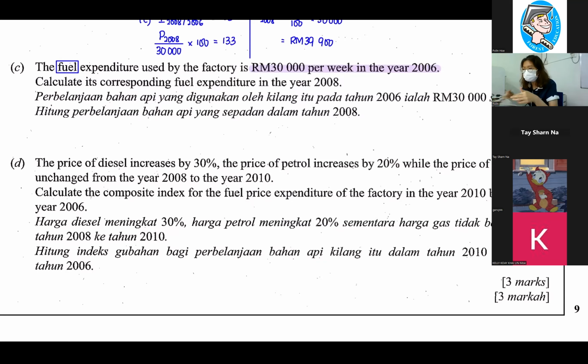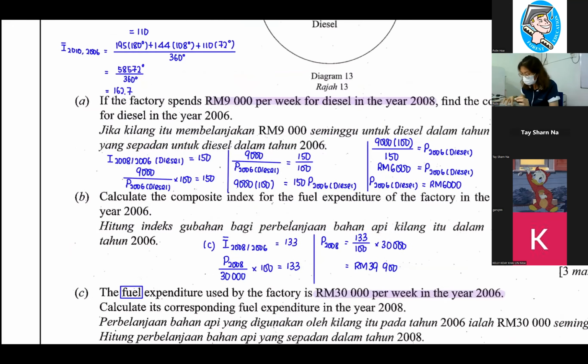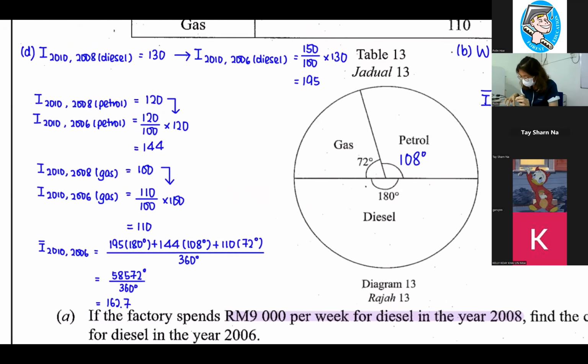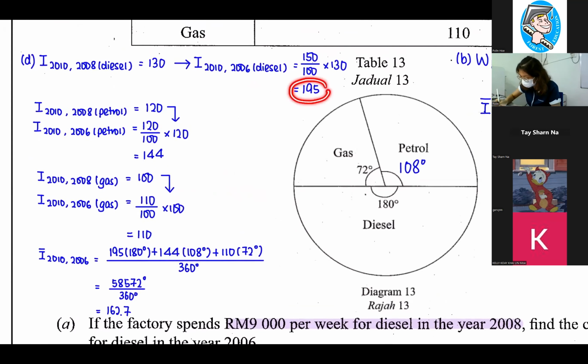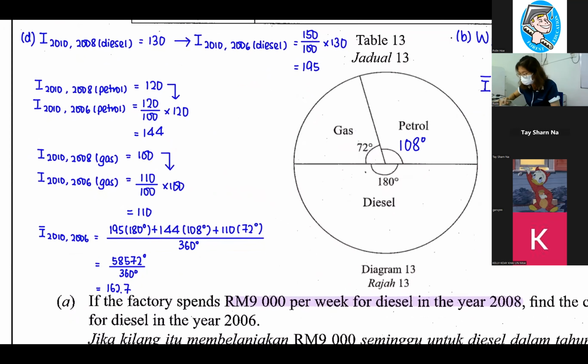But because this is halfway, I do not want to explain. You can just write down the answer first. You just write down this answer. Diesel 195. This one 144, 110. These three. And finally, need the composite index. This one I give you some time to jot down. Later, I will use a whole question to explain to you how to do this.